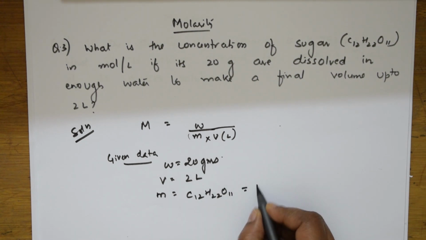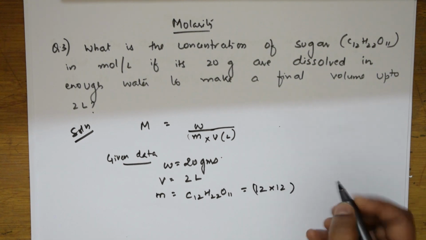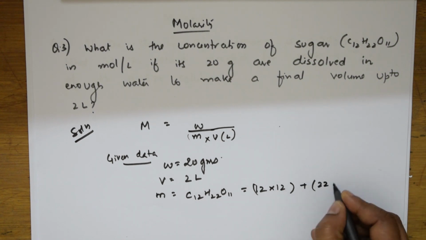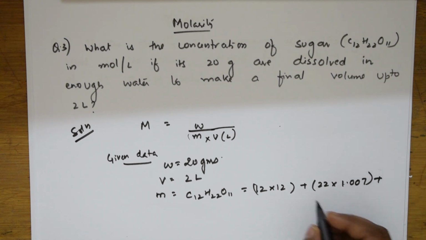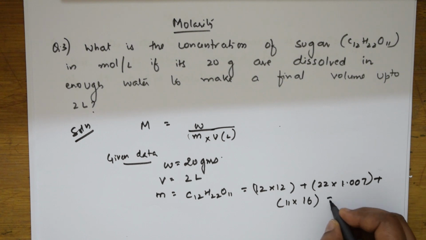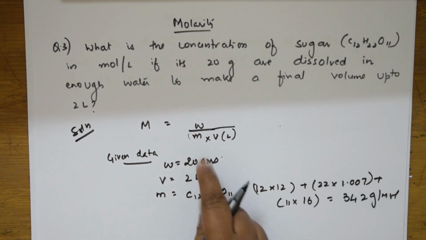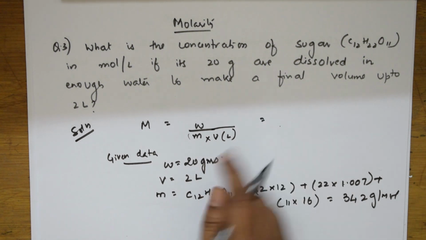C12H22O11 is nothing but 12 into the mass of carbon, which is 12.01, plus 22 into 1.007 of hydrogen, plus 11 into 16 of oxygen. Total, this comes to 342 gram per mole. All values are ready, so I can directly substitute in this. Yes, let's substitute. How much is the weight?